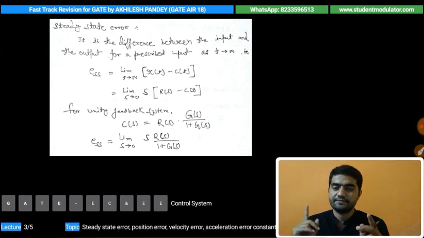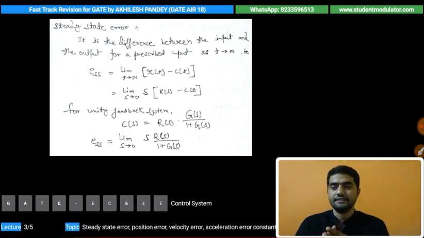This is lecture number 5 of chapter 3, and the topics that we will cover in this lecture are steady state error and the constants related to that steady state error, which are position error constant, velocity error constant and acceleration error constant. We will see all these one by one. Let's start with the steady state error.